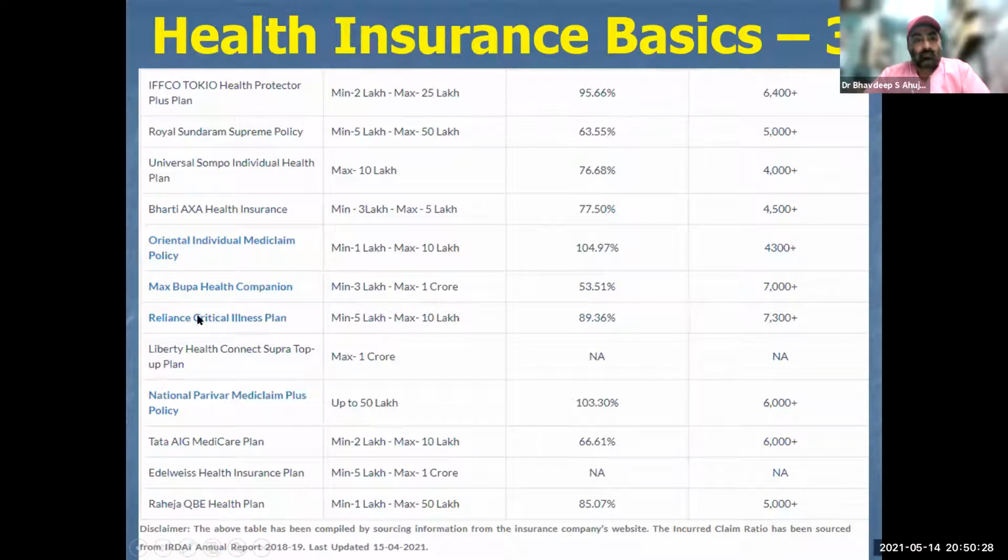Reliance is now Nippon, Critical Illness, Max Bupa, Liberty Health, National Parivar Mediclaim, Tata AIG, Edelweiss Healthcare, Raheja QBE Healthcare Plan. So this was last updated on 15th of April 2021. So this is the latest data.